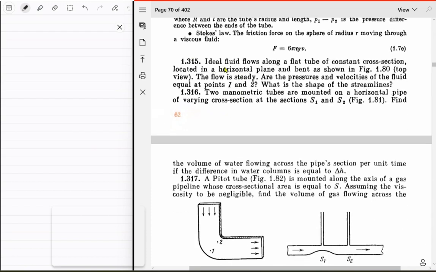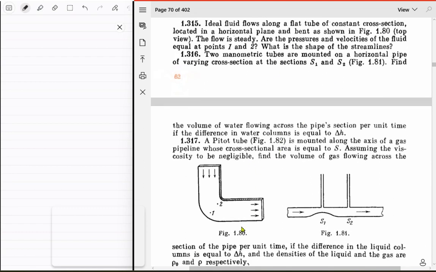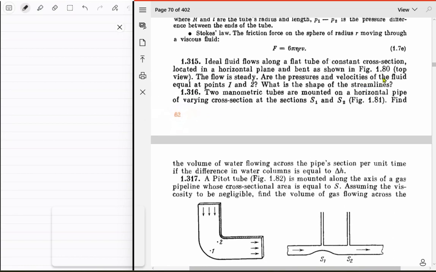So 315. Ideal fluid flows along a flat tube of constant cross section located in the horizontal plane. Flat tube and bent as shown. Okay, they give us a figure, 1.8. I have seen this figure on some of my tests, although I've never been able to solve this question, right? Yeah, so top view. The flow is steady. Are the pressures and velocities of the fluid equal at points 1 and 2? What is the shape of the streamline?